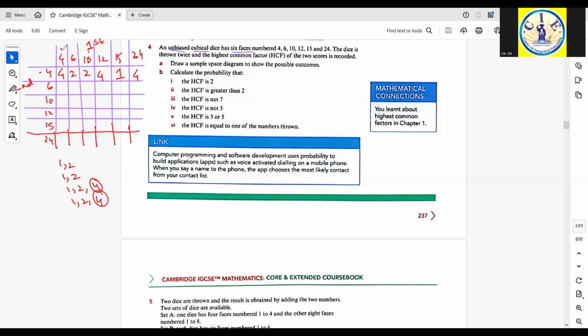Similarly, for 6 and 4, again this would be 2. For 6 and 6, 6 is going to be the HCF. 10 and 6, again that would give me 2, as this was the case. Then for 12 and 6, this is going to be 6.